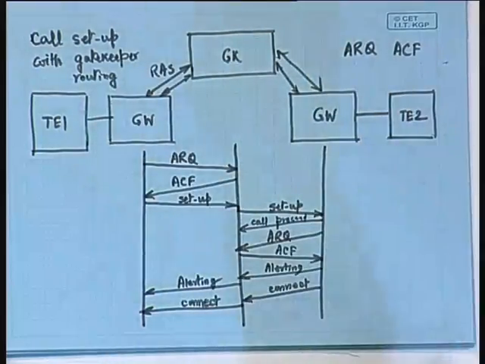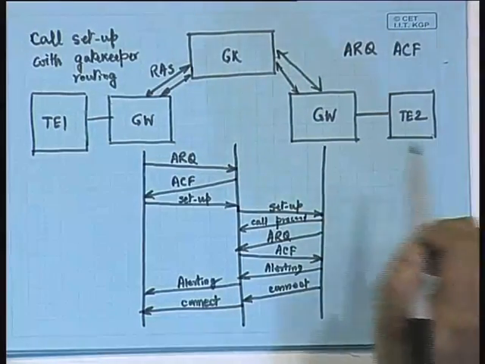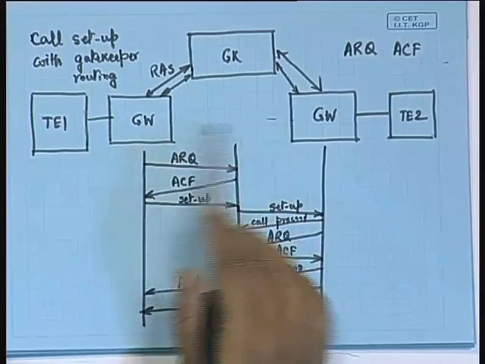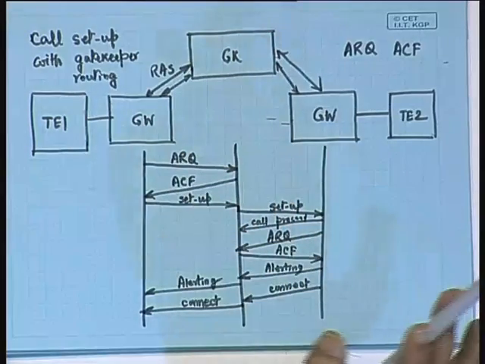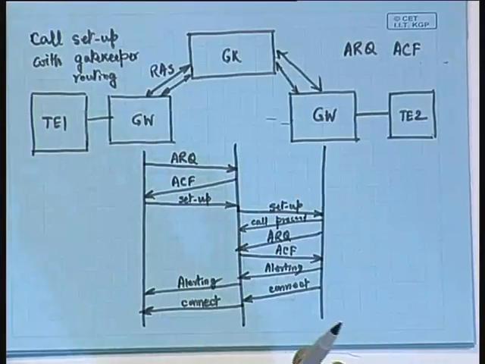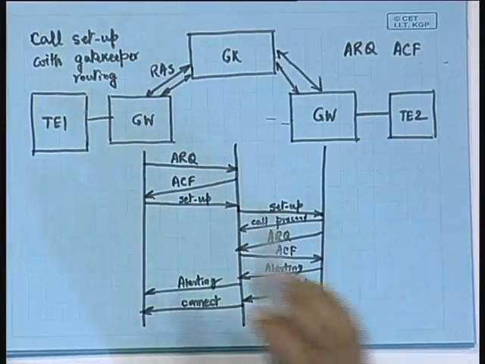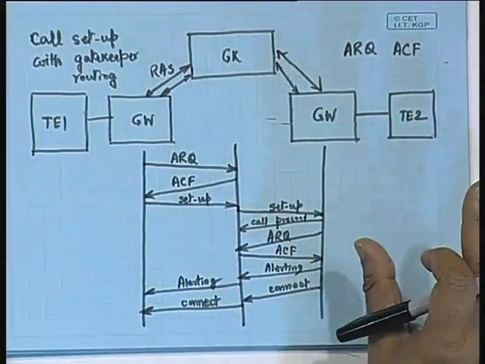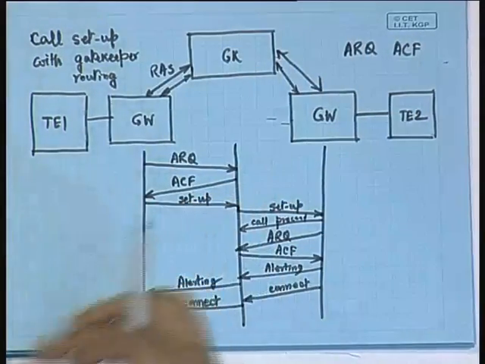Of course, we are showing only the signaling part, but mind you again, gateway to gateway communication would take place directly over the RTP protocol. For that the GK is not coming into the picture. GK is only for the admissibility and signaling.